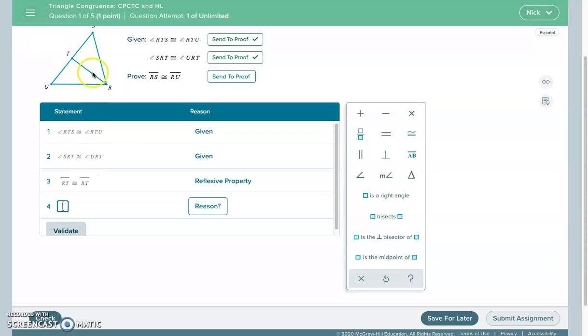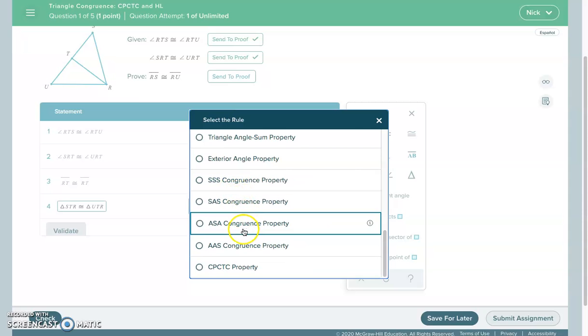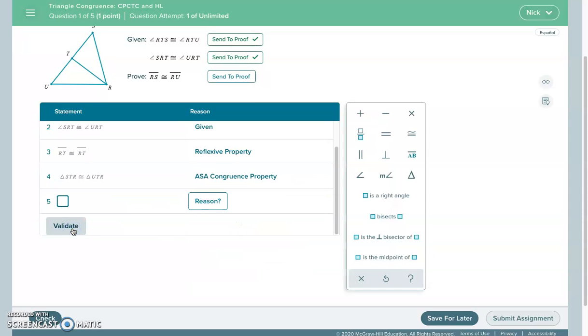That's the ASA, the side in between those two angles. So I can say that triangle STR is congruent to triangle. Make sure these match up. STR would be UTR, its counterparts. And that is through the ASA congruence property.